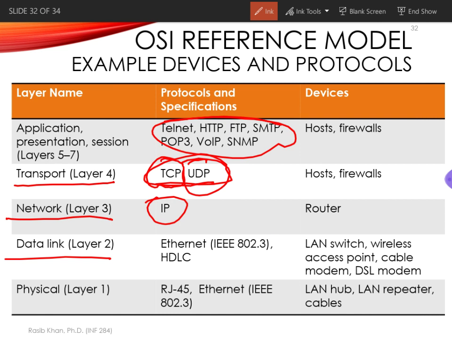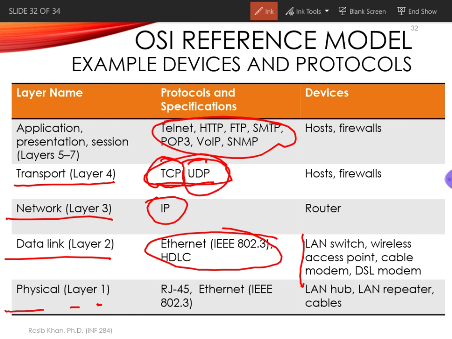The data link layer, borrowed from the TCP/IP model, in the OSI model supports protocols such as Ethernet and HDLC, and the devices which support the data link layer would be switches, wireless access points, and all of these which are responsible for end-to-end connections.